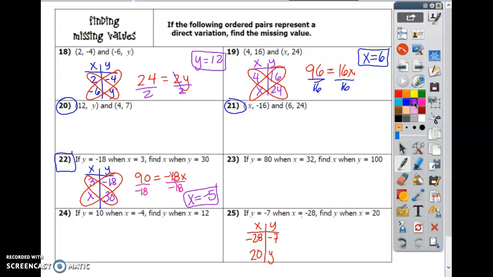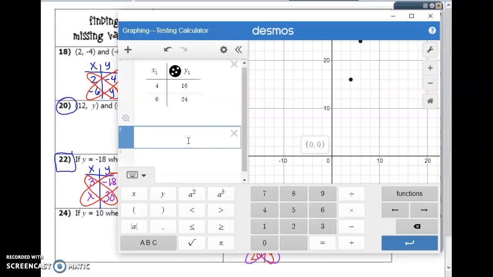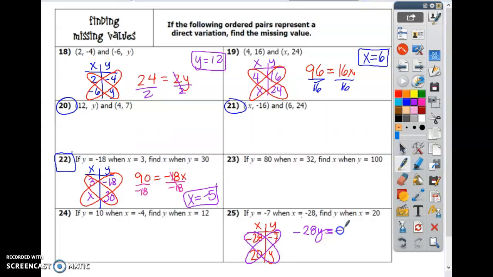Cross multiply and divide. So multiply these two. 20 times -7. And multiply these two. -28 times y is -28y. So all I have to do is type 20 times -7 in the calculator. 20 times -7 gives me a -140. And then divide both sides by -28.